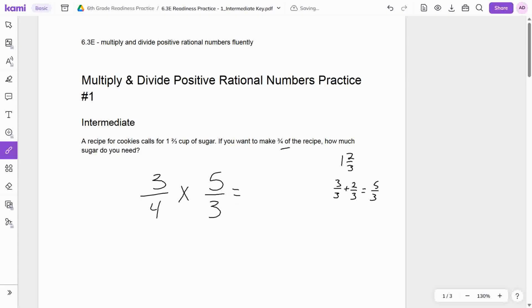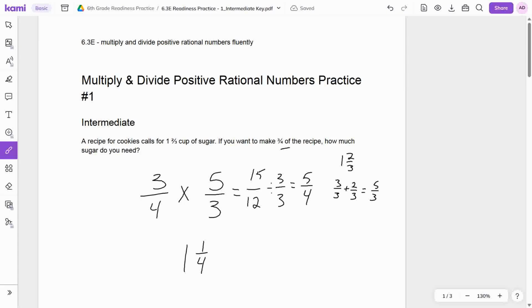We just multiply straight across. 3 times 5 is 15. 4 times 3 is 12. Now we need to do a little simplifying here, so we can find a common factor of 3. That's going to end up being 5/4, and then we can turn that into a mixed number. That's going to be 1 1/4, which is going to be our answer.